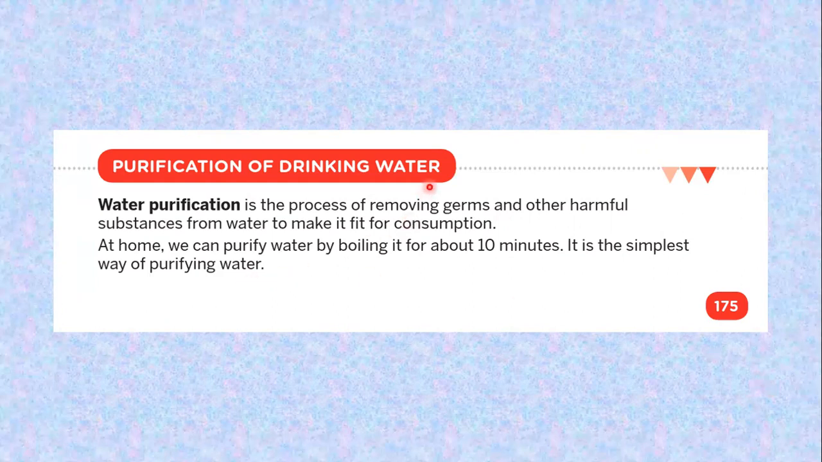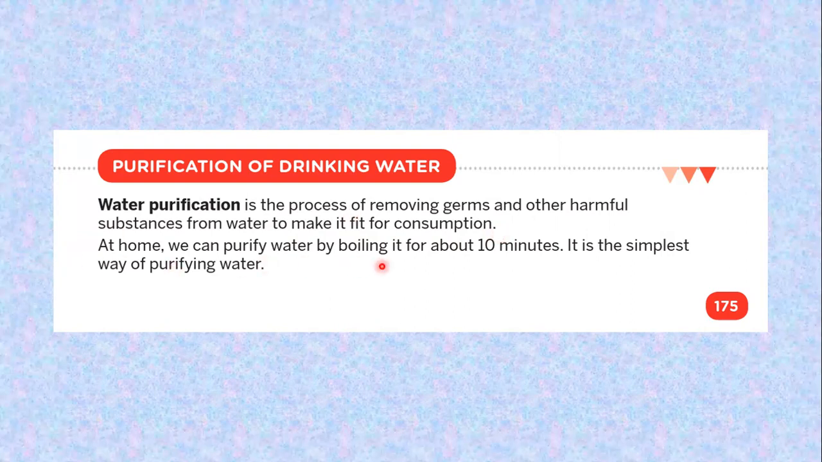So, purification of drinking water. Water purification is the process of removing germs and other harmful substances from water to make it fit for consumption. We want the water to be clean enough to drink, but we don't want to remove the trace elements also, and we want it to be cost effective also.